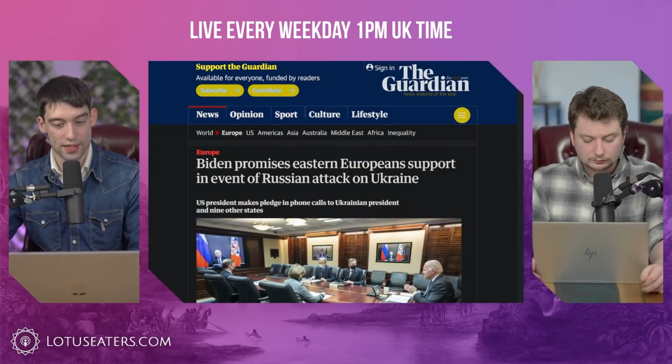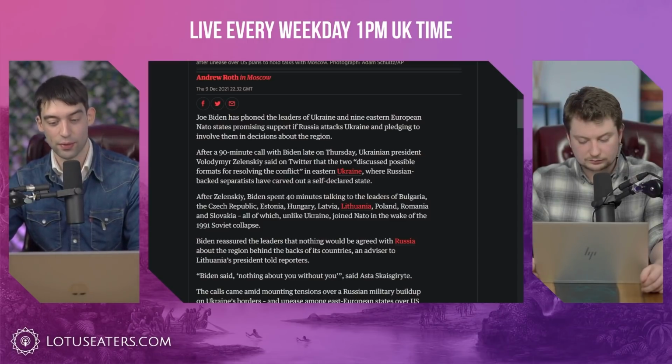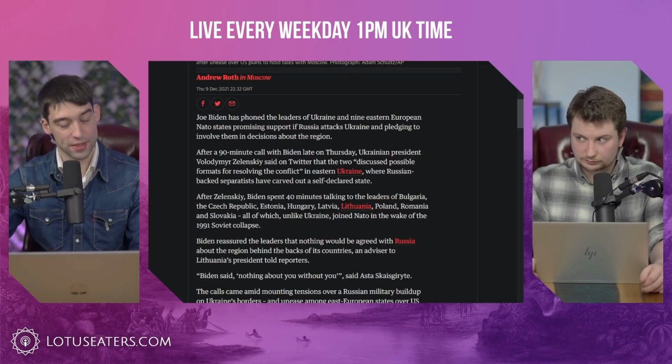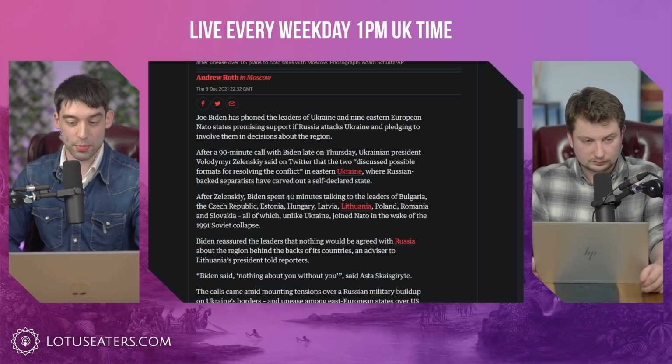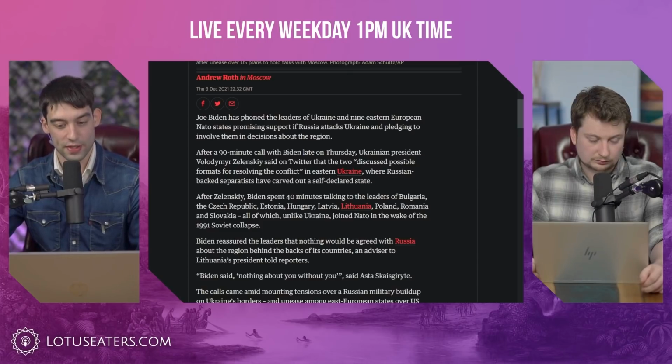Moving on, so Biden promised support to Eastern Europe, which I'm sure they'll be very happy with. He reassured the leaders that nothing would be agreed with Russia about the region behind the backs of its countries. Biden said, "Nothing about you without you," said Asta Skaisgirytė, who sounds Lithuanian. "We have said many times that we must be included in anything that is discussed in our region. Nothing should be discussed without us," says Linas Linkevičius, a former foreign minister and defense minister of Lithuania. "The intentions of Russia are well known. They were always trying to split, divide, marginalize, so that's nothing new. We have to maintain unity and a principled decision, especially when we have this possible aggression against Ukraine."